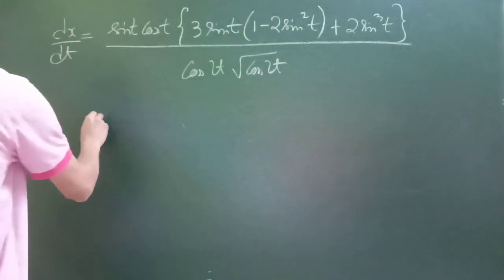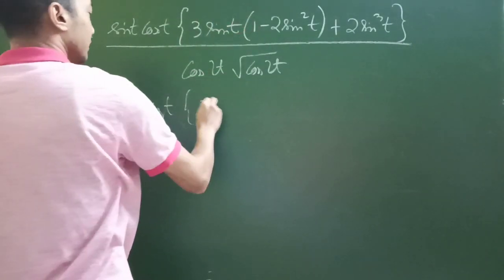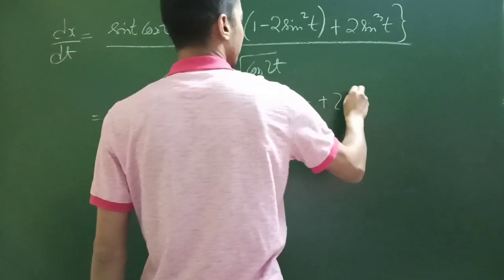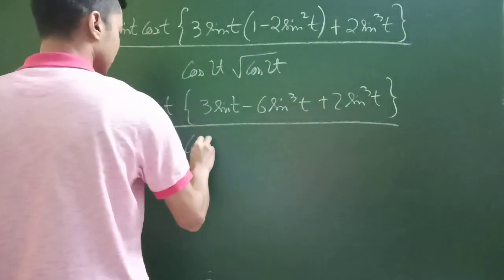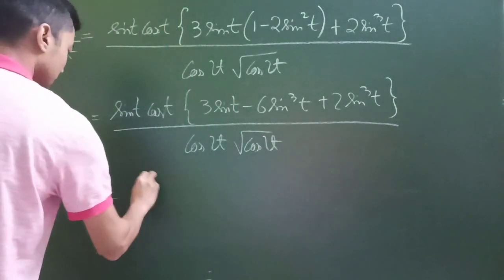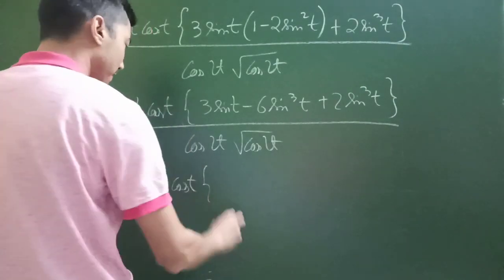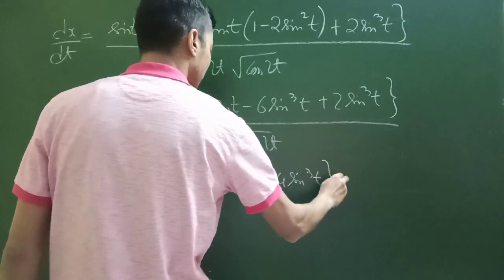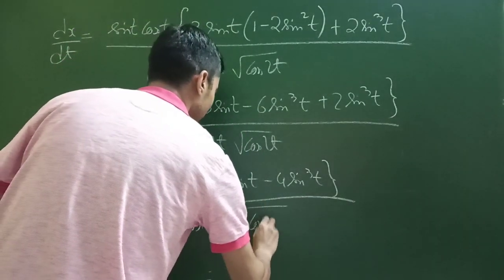Then, continuing with the solution, sin t cos t, multiply 3 sin t minus 4 sin cube t, divided again by cos 2t root over cos 2t. So sin t cos t, this will be (3 sin t minus 4 sin cube of t) divided again by cos 2t root over of cos 2t.